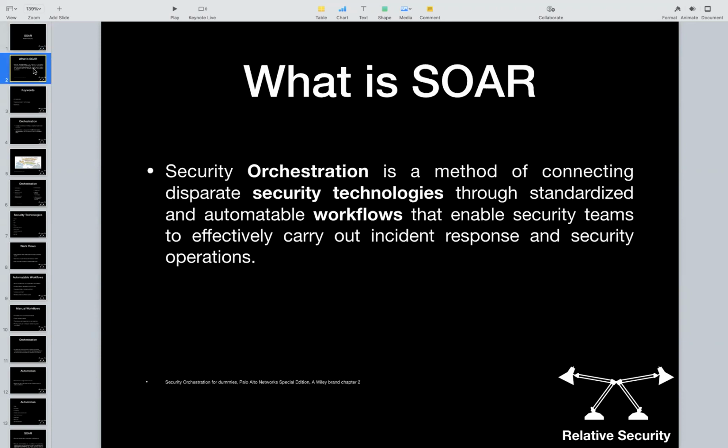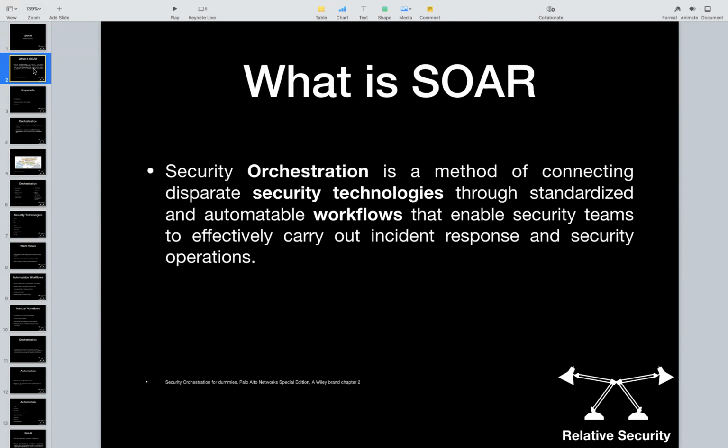So we'll start with the definition that I got from a resource by Palo Alto Networks. This was a special edition. So the definition is: security orchestration is a method of connecting disparate security technologies through standardized and automatable workflows that enable security teams to effectively carry out incident response and security operations.